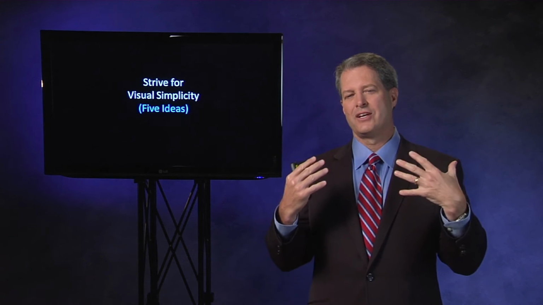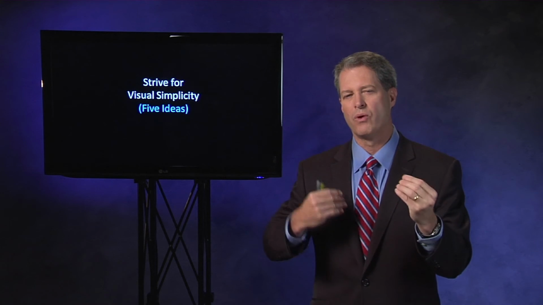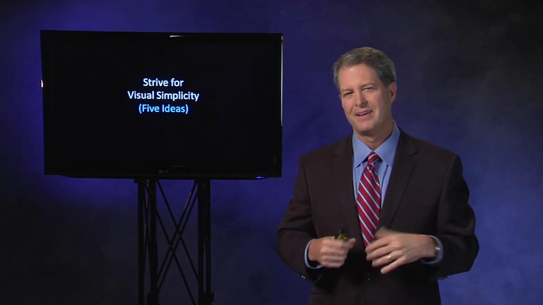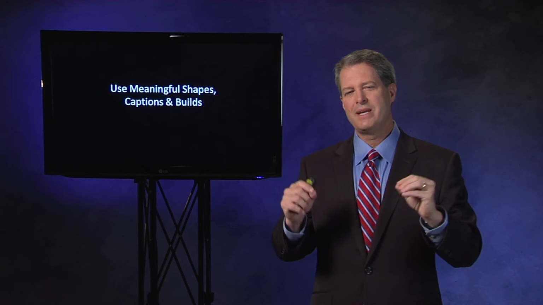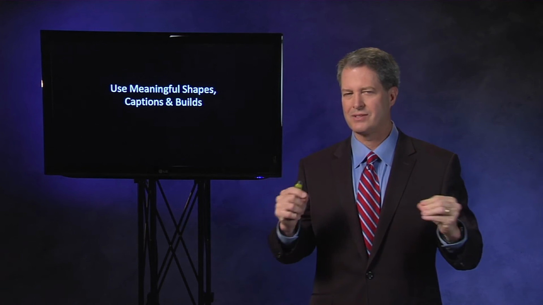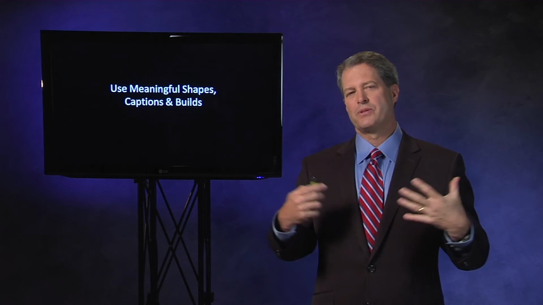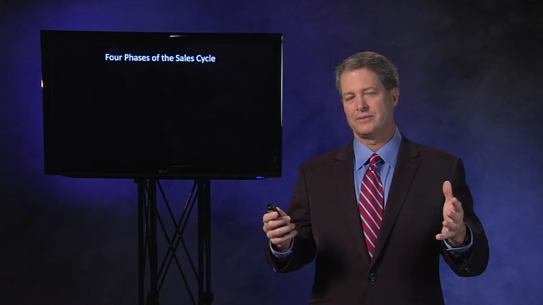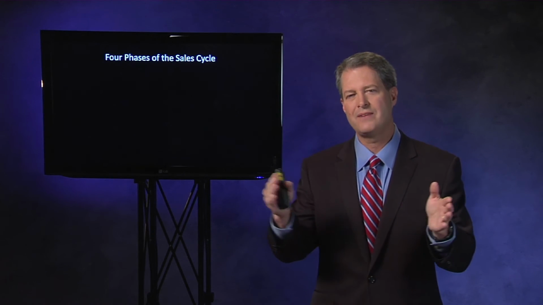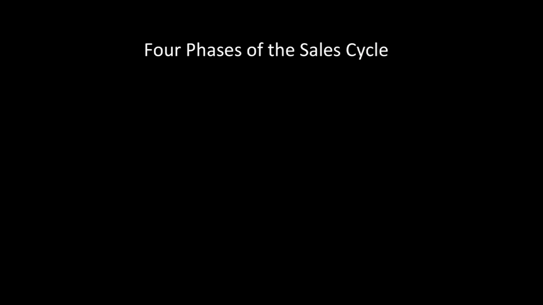There's 5 things you can strive for to create more visual simplicity. For example, use meaningful shapes and captions and builds. If this was a presentation about the sales cycle, you guys probably know there are 4 key phases of the sales cycle. Step 1 is the preliminary phase. Step 2 is discovery.